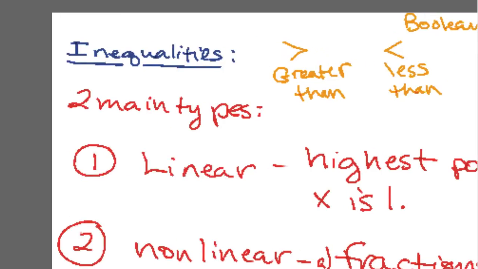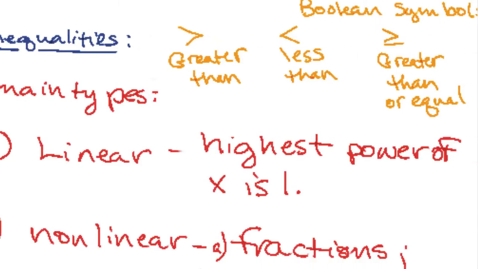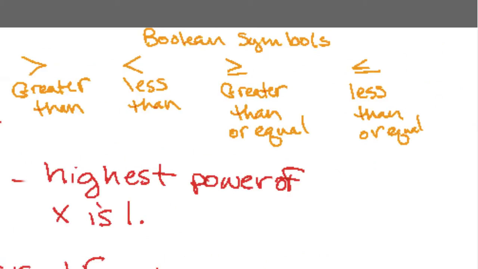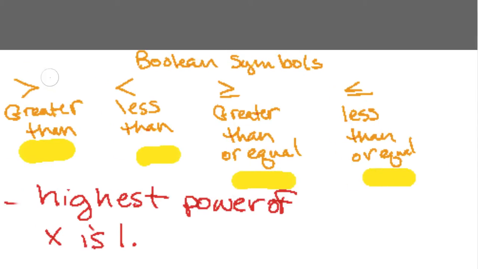Today we're going to be talking about inequalities. What are the basics of inequalities? Well, they're based off these Boolean symbols that indicate whether one value is greater than, less than, greater than or equal to, or less than or equal to another value. Usually the larger end of this symbol points to the larger number or value, and the smaller point points to the smaller end.